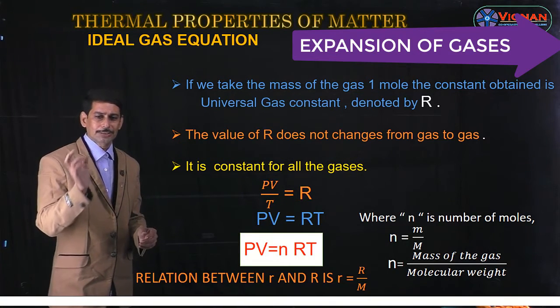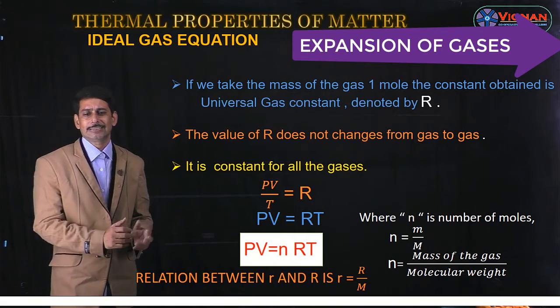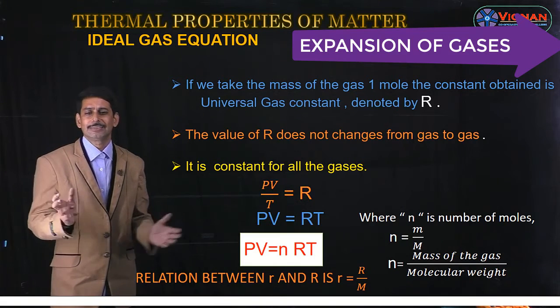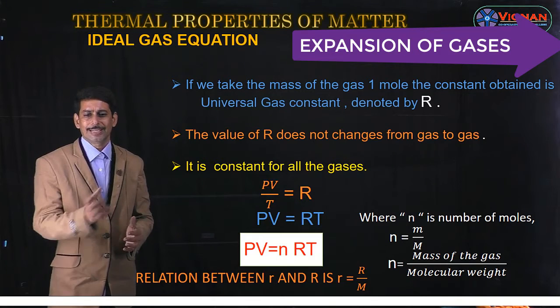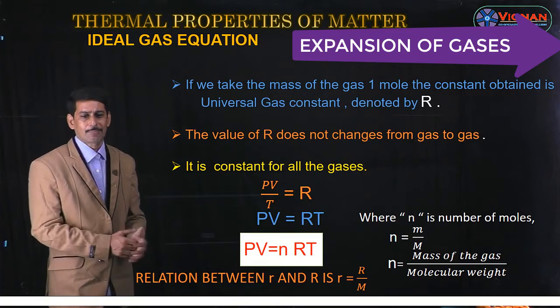Small r changes from gas to gas. It is not constant for all the gases, but the universal gas constant is constant for all the gases. It does not change from gas to gas. And the relation between small r and capital R is small r is equal to capital R by capital M, that is molecular weight.